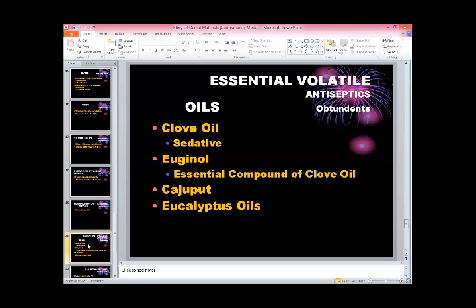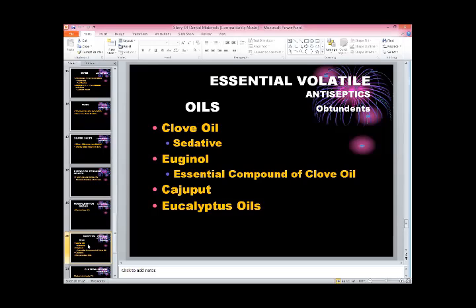So these oils are very effective, and we say that they are the obtundants. Obtundants are those antiseptics which are oily, strong antiseptics, and have a quality of sedation or pain relief. Eugenol is a good pain reliever and a good antiseptic, and when there is pain in the tooth, we can use this particular cement or material to relieve the pain.